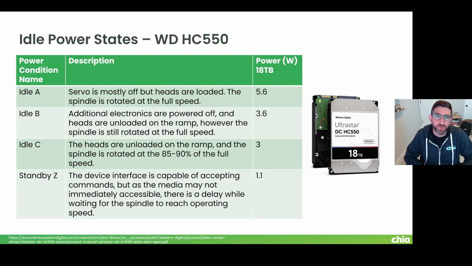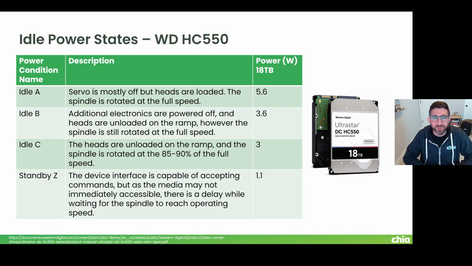Idle A is where the servo is disabled, but the heads are loaded and the spindle's rotating at full speed, while idle B is where the heads are parked. Now, in idle C, again, the heads are loaded, but you're spinning at about 85% of the rated speed. So now we've learned that hard drives save power. Now, you can manually make the drives go into these different idle states by sending a command.